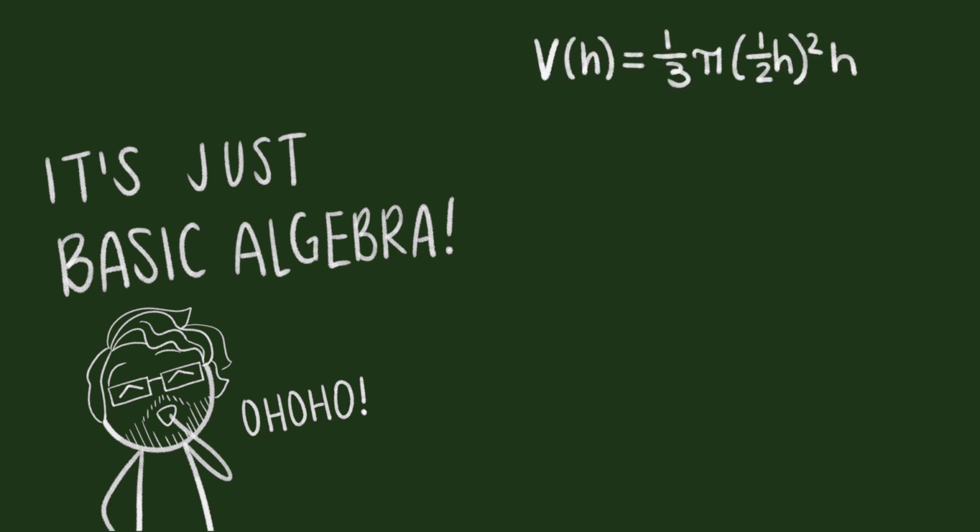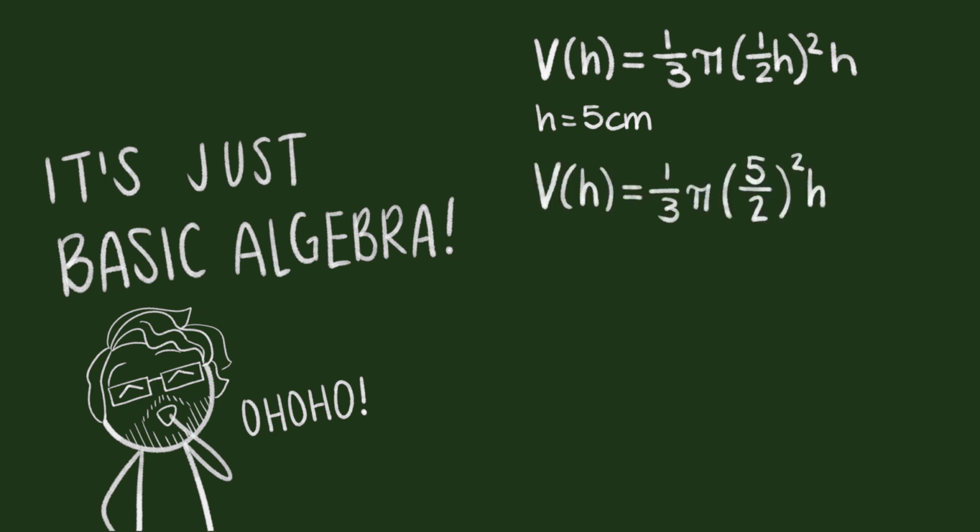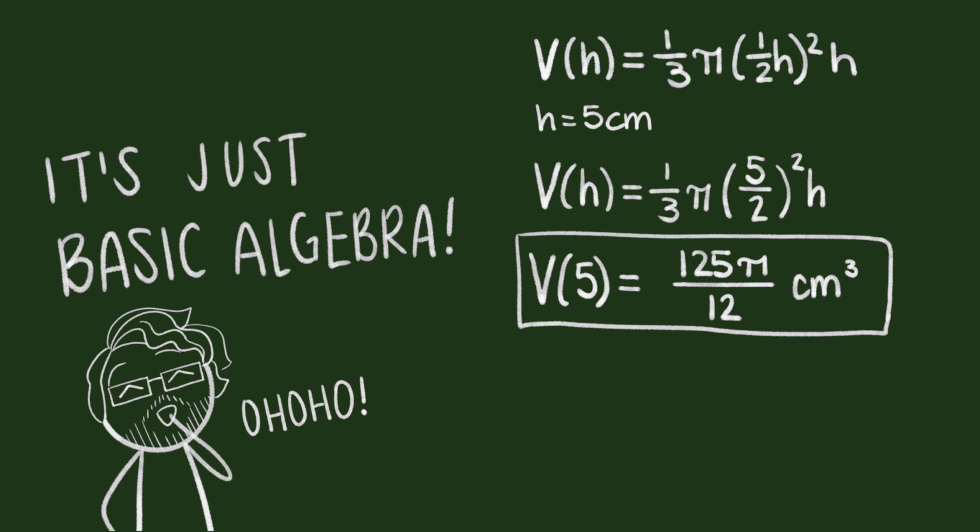The volume equation can now be expressed as a function of the variable h, which is given as 5 centimeters. Now we have V equals 1/3 pi times (5/2) squared times h. Time to plug 5 in for h, and now the volume is equal to 125 pi over 12 cubic centimeters.